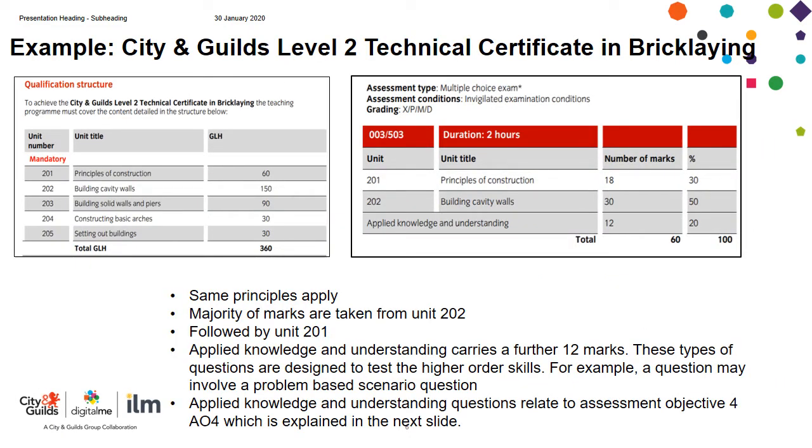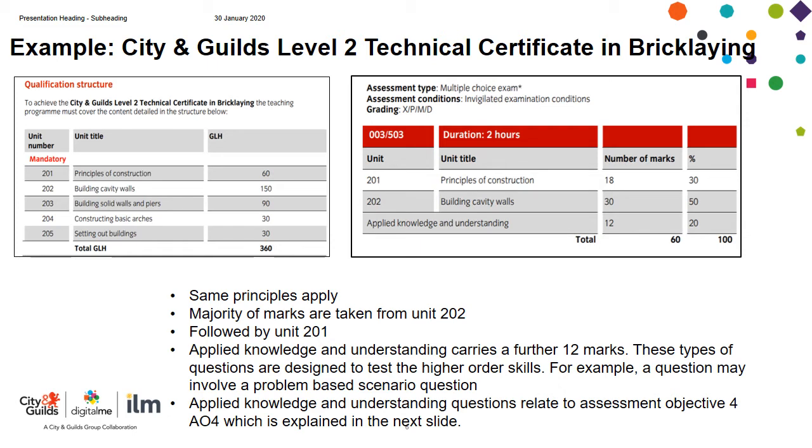So this slide shows another example. This is taken from the City and Guilds Level 2 Technical Certificate in Bricklaying. You can see from the screenshot on the far left hand side that there are 5 units or modules in the qualification. However, you can see that the theory exam, which is shown in the infographic on the far right hand side, is focused on only 2 of those units or modules, which are Unit 201 and 202.